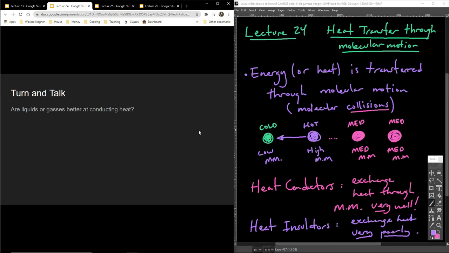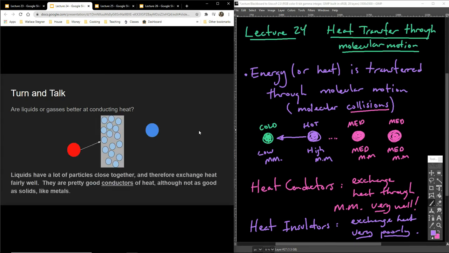Now, here's another question. Are liquids or gases better at conducting heat? Okay, so go back. What's a heat conductor? A heat conductor is something that exchanges heat through molecular motion very well. Which is going to be better at conducting heat, gas or a liquid? Okay, and the answer is liquids. Liquids have a boatload of particles close together. It's actually the same reason why solid metals are very good heat conductors.